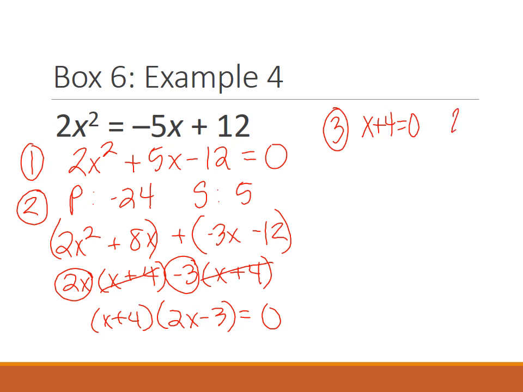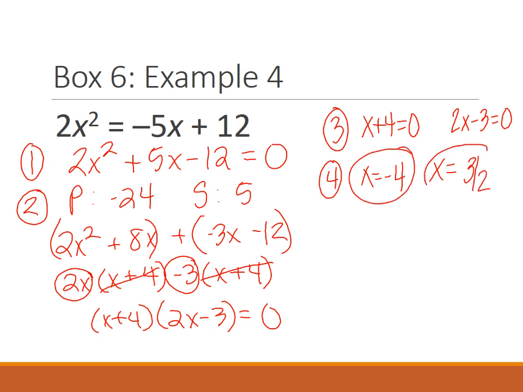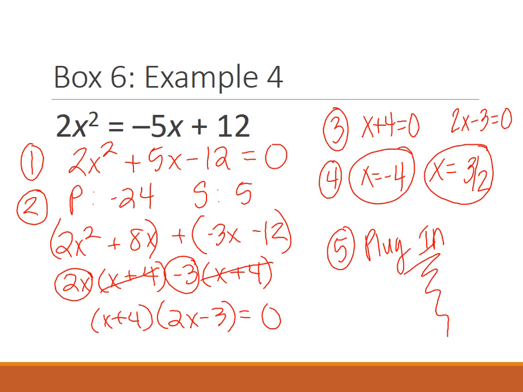And then we have 2x minus 3 equals 0. And when we solve, we get x equals negative 4. And we get x equals 3 halves. And again, if I didn't believe myself, then I would do what? Plug in and check. All right.